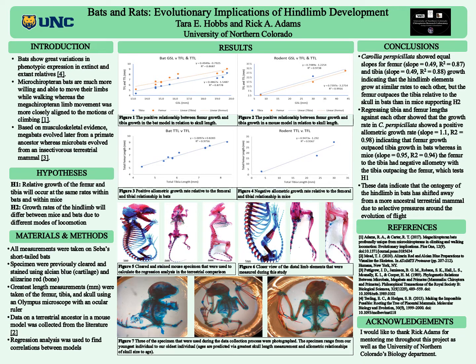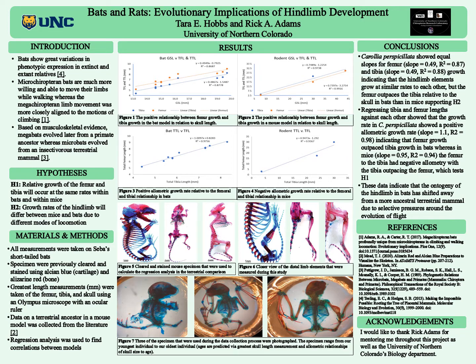Figure 7 includes 3 of the Carollia perspicillata individuals that were used to complete my project. These 3 specimens were representative of various developmental stages that the measurements were taken at, the left being the youngest and the right being the oldest.